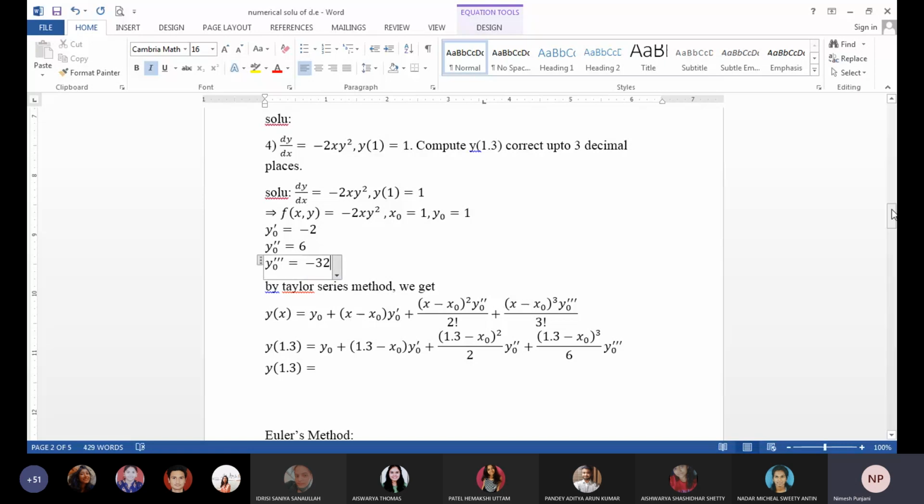Minus 32 is what I get for y0 triple dash, and y of 1.3 is 0.526. This is what I am getting. So you can write down the answers and then you can solve. Okay, I'll upload this in Teams because the lecture is getting over and you have another lecture also, right?